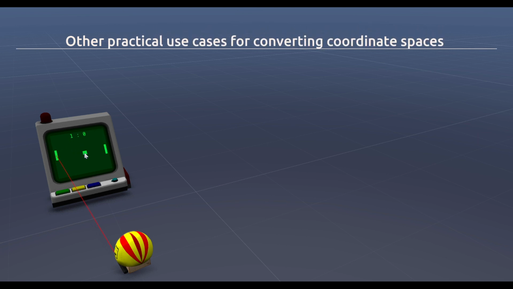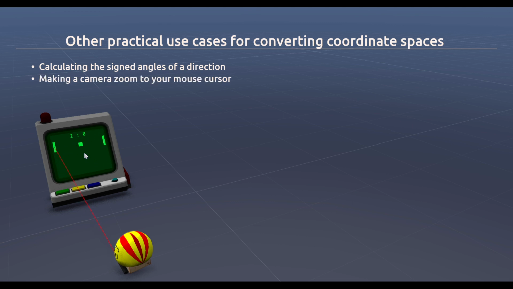Now, there are a few other cases for converting coordinate spaces, and when I'm working with it, what I use it for is, for instance, calculating the signed angles of a direction. So I want to know if I need to turn right or left. Another very useful appliance where you need to convert a lot back and forth is making a camera zoom to your mouse cursor. I want to make a video on that because this is very interesting. It's a reoccurring problem, and when you know how to solve it, it becomes a lot more simple. Although I have to say, it is not that simple to demonstrate, and so I want to take the time and make a video on that.